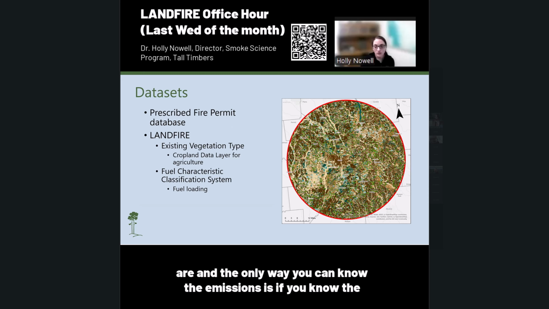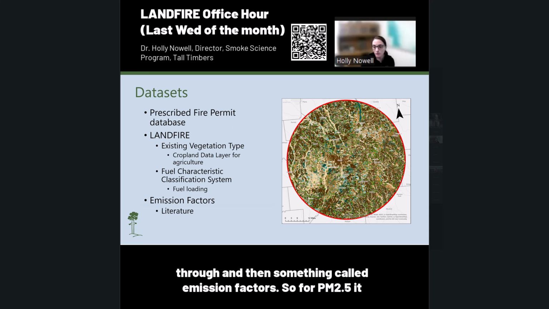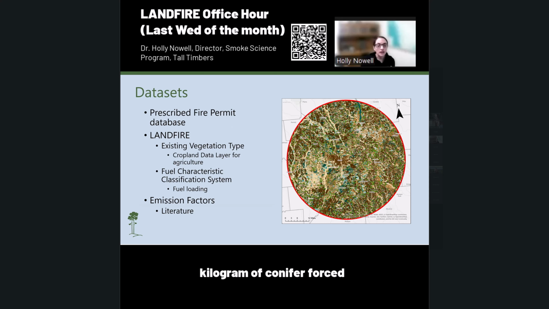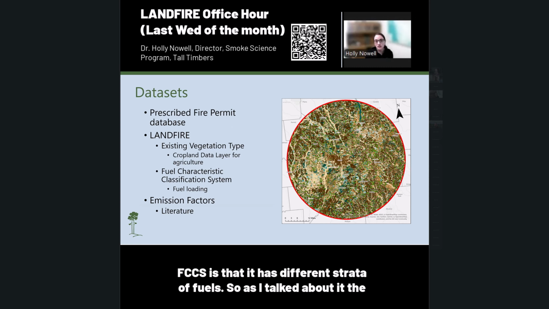And the only way you can know the emissions is if you know the area, you know the fuel loading, which means how much fuel burned, how much fuel was accumulated when this fire came through, and then something called emission factors. So for PM 2.5, it would be how many grams of PM 2.5 are emitted if I burn 1 kilogram of conifer forest fuel type.